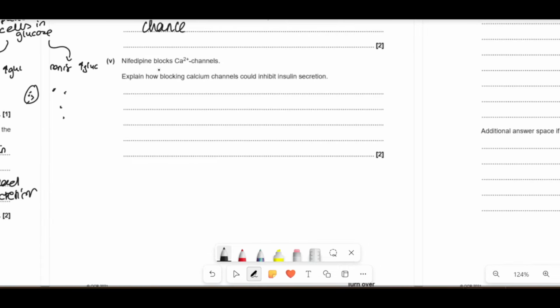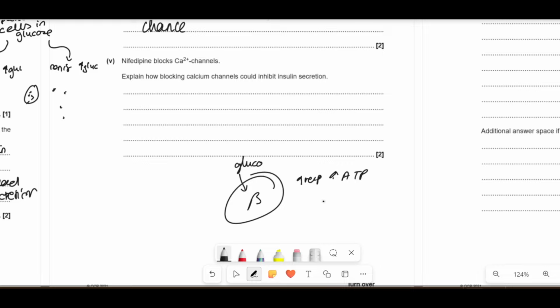So now it says nifedipine blocks calcium 2+ channels. Explain how blocking calcium channels could inhibit insulin secretion. So we need to think about what could happen here. I'll just do a quick crash course of a beta cell and what happens with them. So when glucose concentration is high in the blood, you get more glucose entering via facilitated diffusion. When you have more glucose in a beta cell, you've got more respiration, and then you get more ATP.